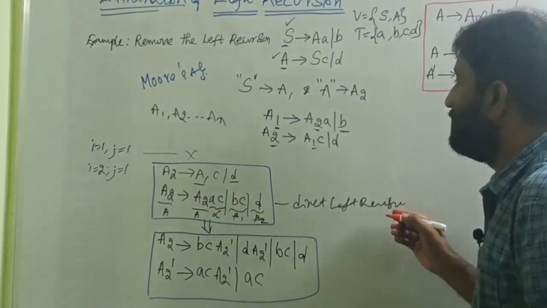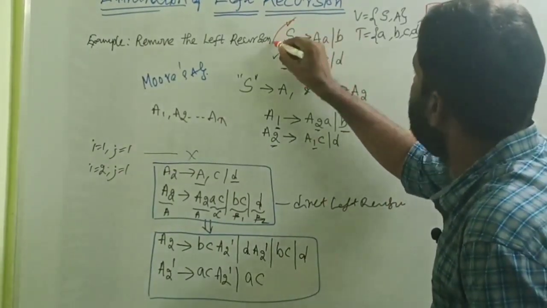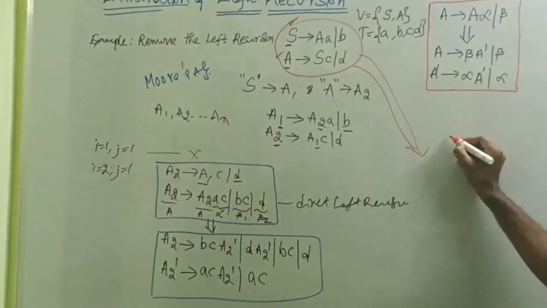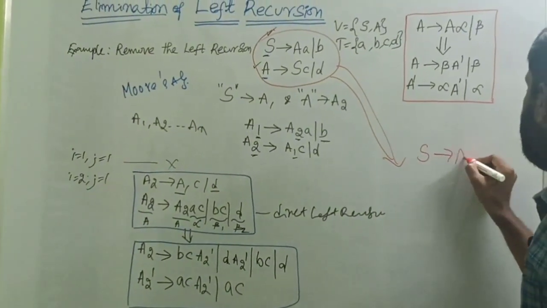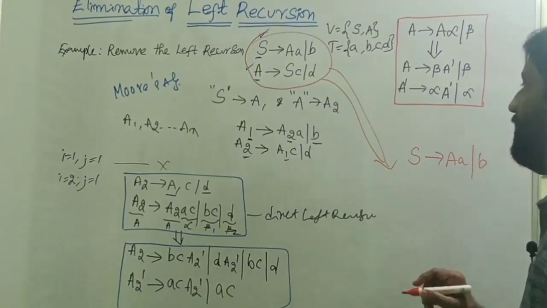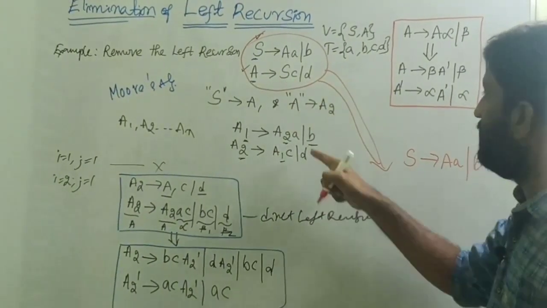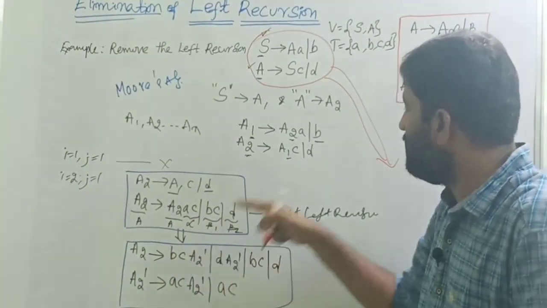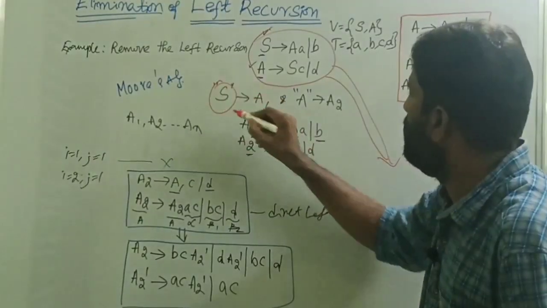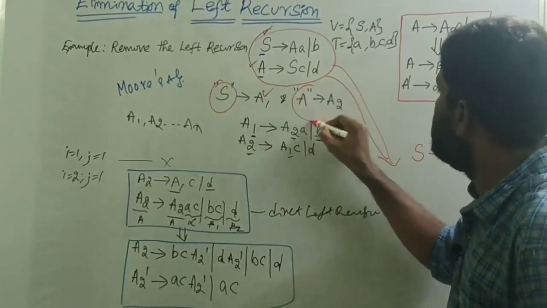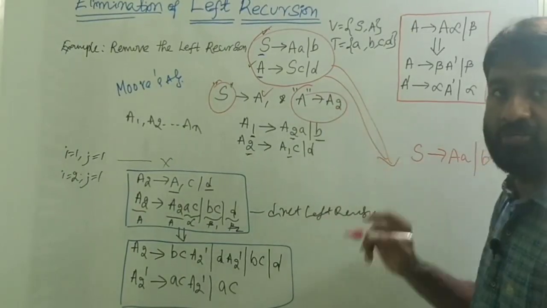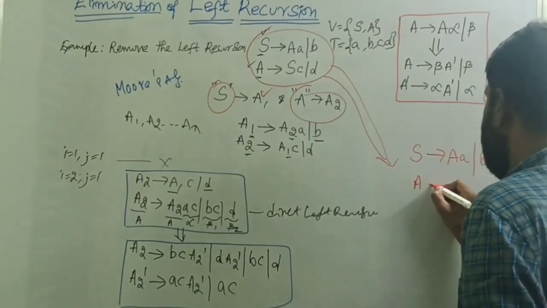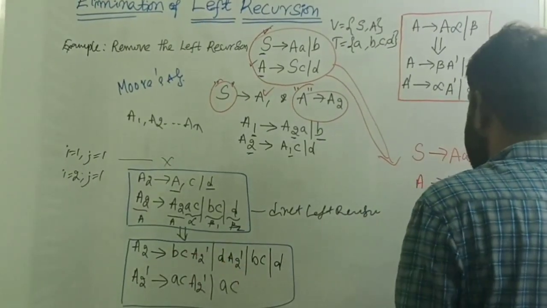Finally you can write the grammar. This is our initial grammar. It is converted into the following. The first production is as it is: S tends to capital A small a slash B. Now this entire part is converted into this one. Now you rename this. Initially we wrote S as S1, then A as A2. Now rename: A2 is A. Now it is A tends to B C.